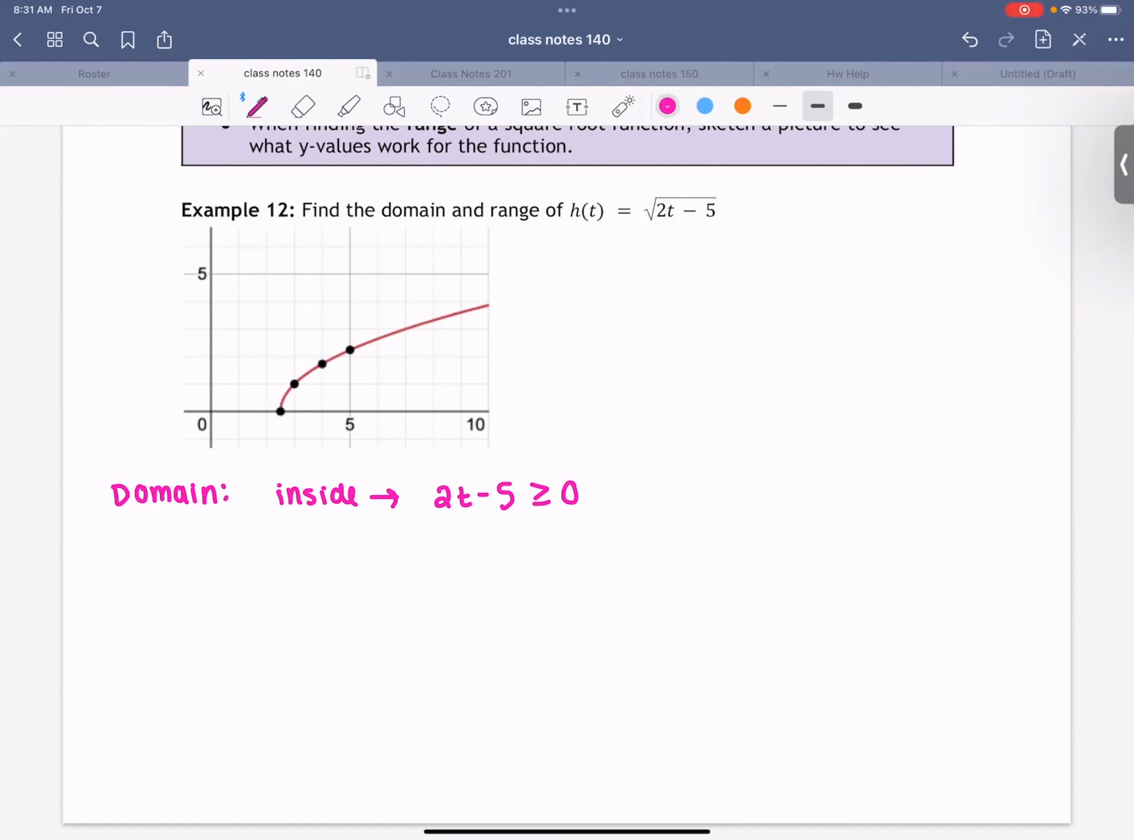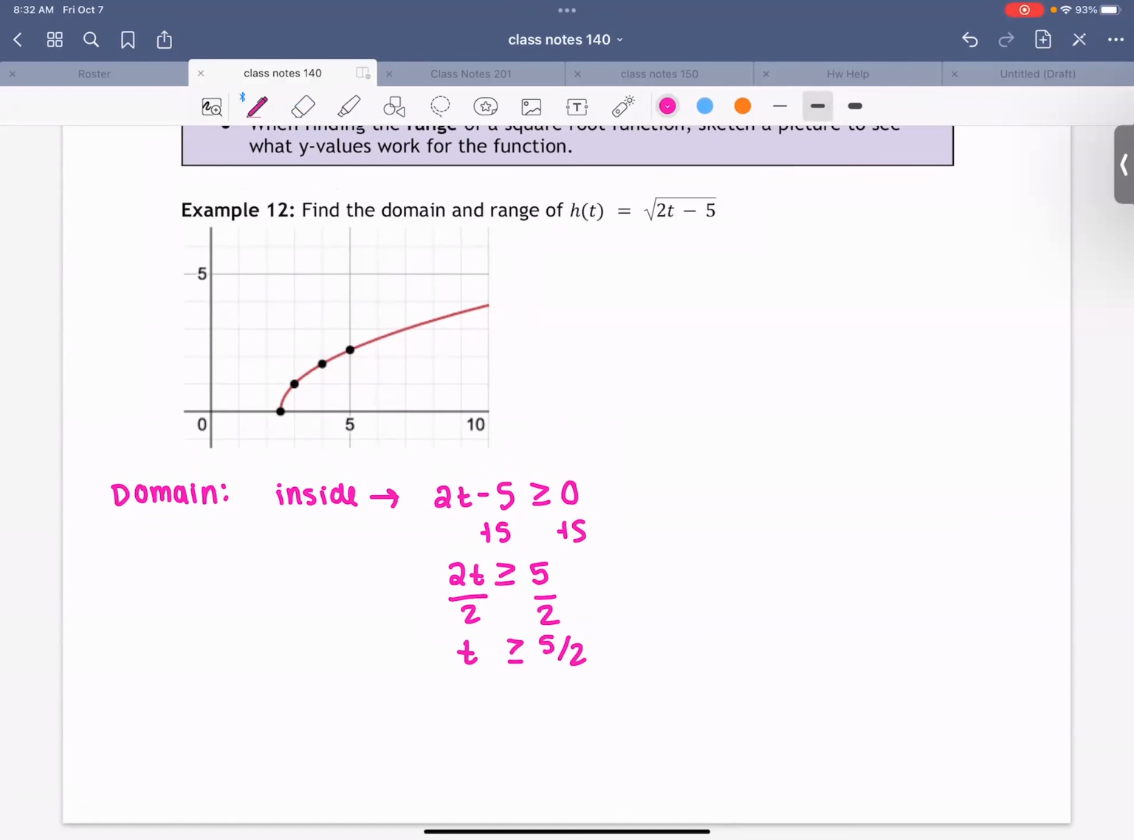How would I get t by itself? Yeah, add 5 to both sides. So we're at 2t is greater than or equal to 5. Then I have to divide by 2. Do I switch the sign? No, right? When I'm dividing by a positive number, I keep the sign the same. And t is bigger than or equal to 5 over 2.